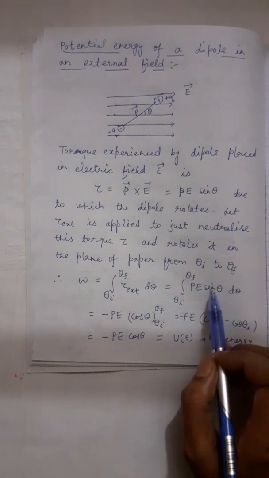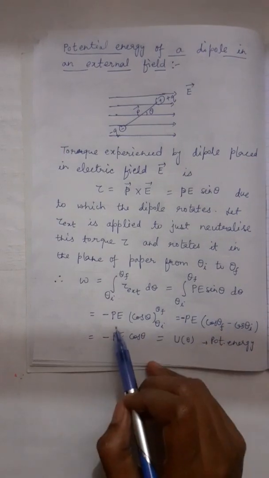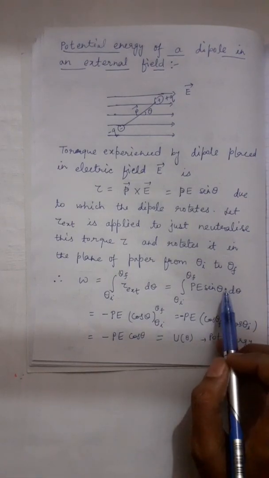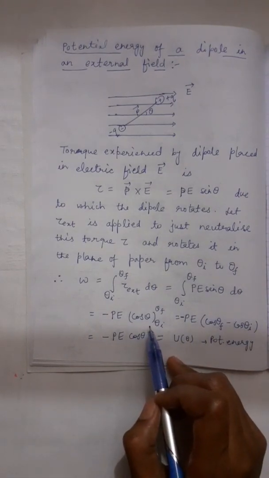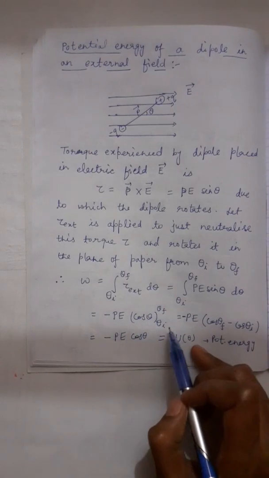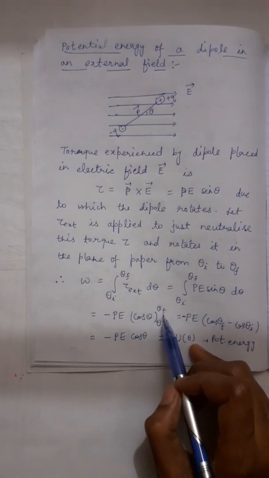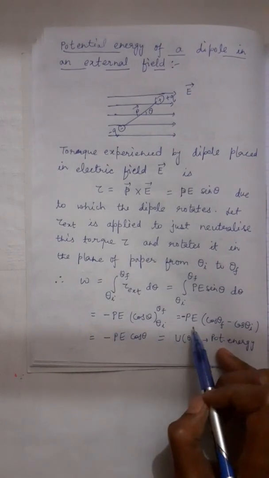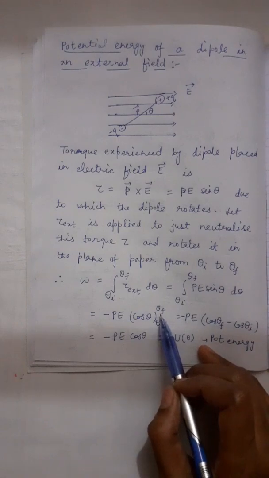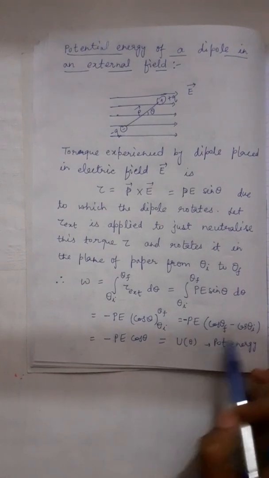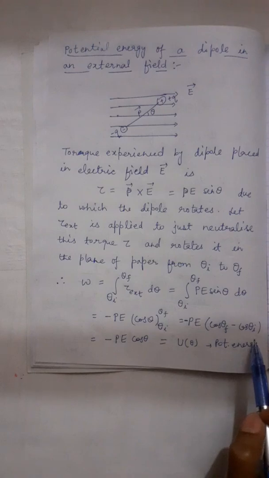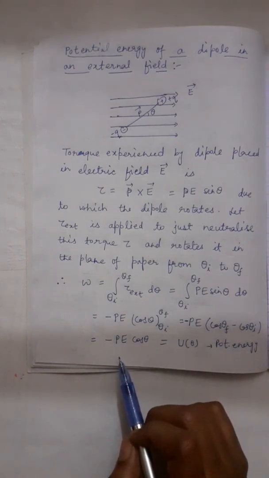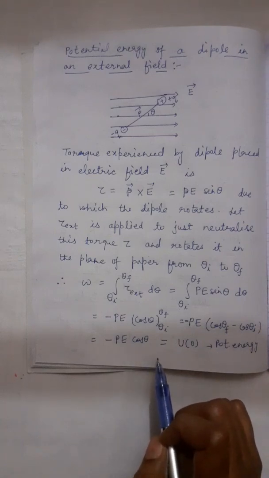Now we will integrate it. PE is a constant, it will come outside the integration, and the integration of sine theta is minus cos theta. So cos theta within the limits theta i to theta f. Now we will put the limits. So minus PE, the upper limit cos theta f, minus the lower limit cos theta i, or in general we can write it as minus PE cos theta.